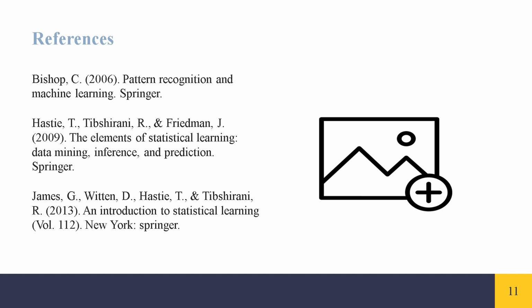Bishop C. 2006, Pattern Recognition and Machine Learning, Springer. Hastie T., Tibshirani R. and Friedman J. 2009, The Elements of Statistical Learning: Data Mining, Inference, and Prediction, Springer. James G., Witten D., Hastie T. and Tibshirani R. 2013, An Introduction to Statistical Learning, Vol. 112, New York, Springer.